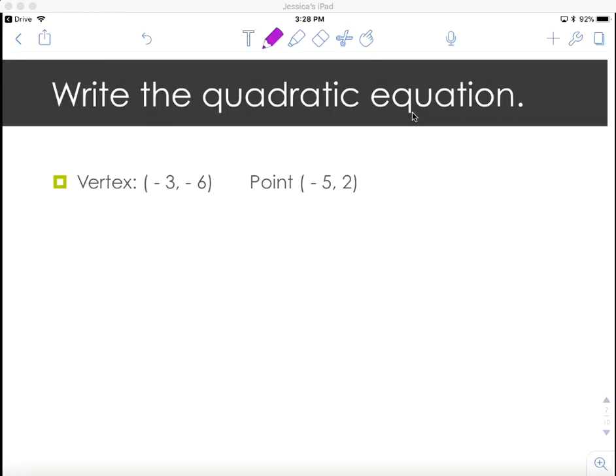Alright, for this next one, same method. I'm going to write out my formula. I have h, k, x, and y. We have to be super careful with our signs on this one.